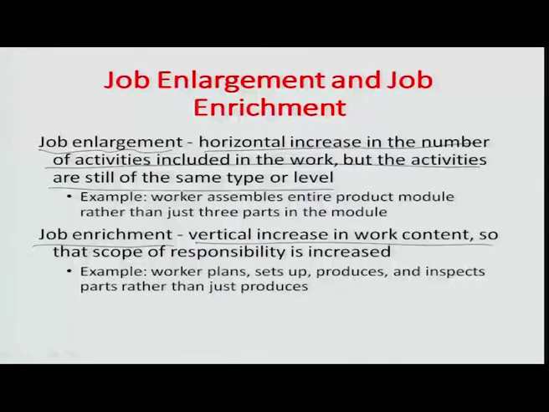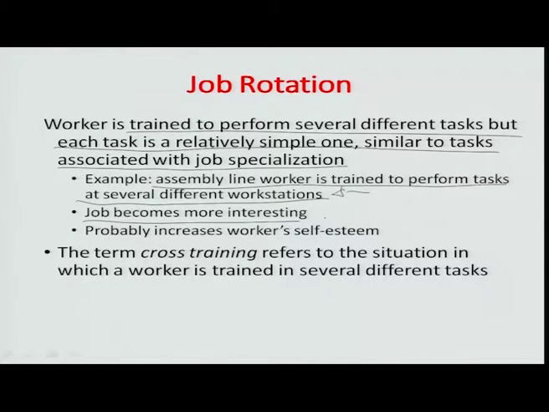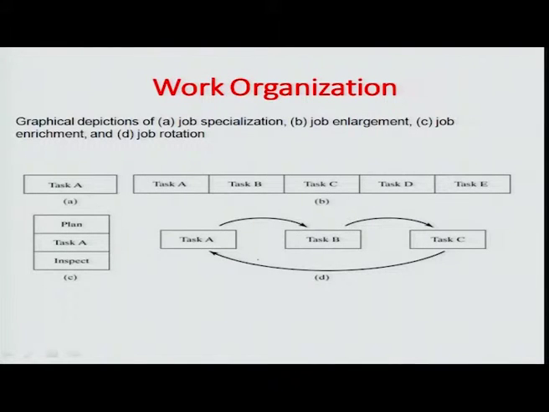So, vertical increase in work content, so that scope and responsibilities increase, and then of course, job rotation, where training is performed of several different tasks, but each task is a relatively simple one, similar tasks associated with the job specialization. An example could be that an assembly line worker is trained to perform tasks at different workstations, or the job becomes more interesting, probably increases worker self esteem. So, you are trying to do some rotation on the local level by introducing this term cross training, which refers to a situation where a worker is trained into several different tasks, at least of a similar type or similar nature. So, let us look at diagrammatically how you will represent this.